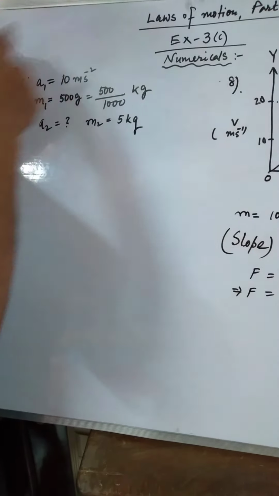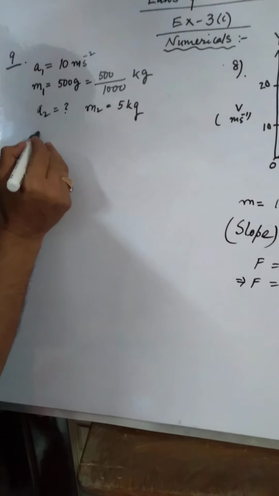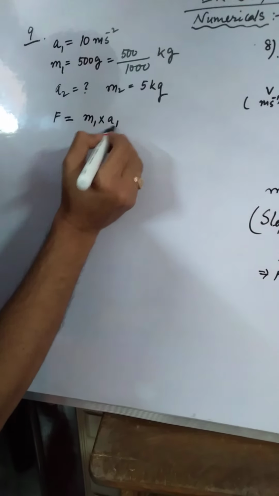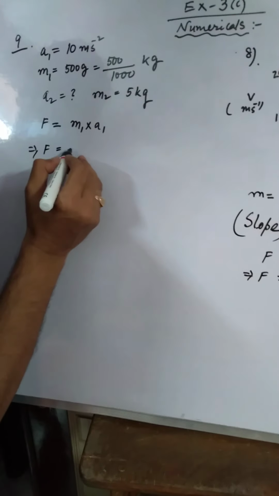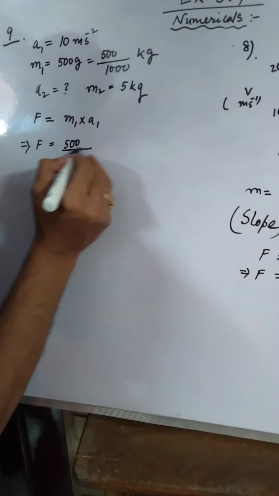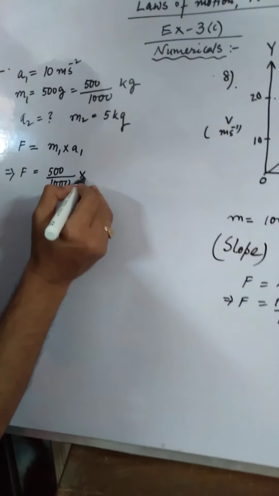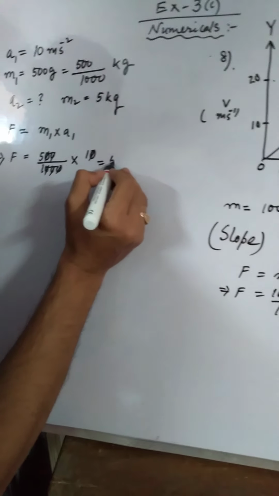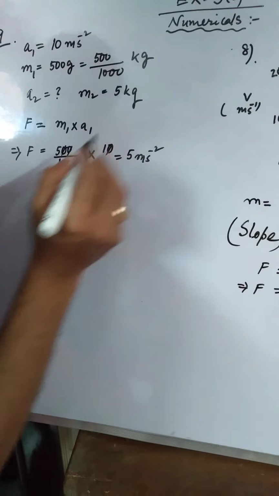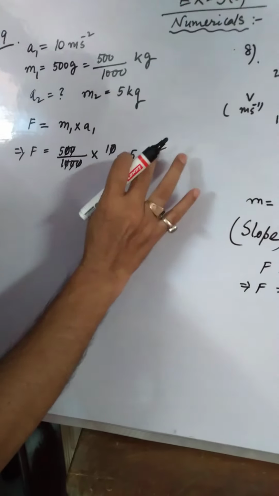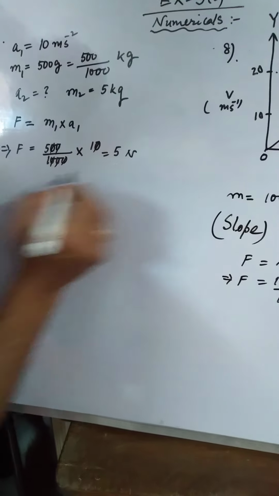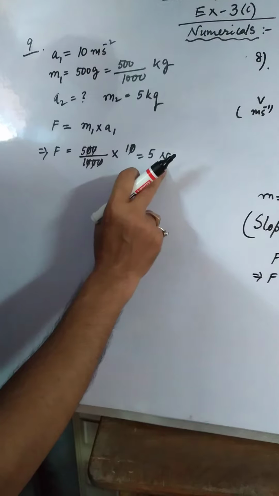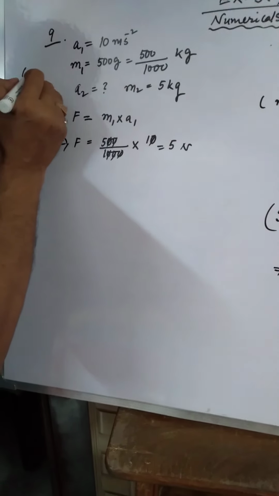Now let me explain the first part. You have to find out from Newton's second law of motion, F equal to m into a. So here m1 into a1. So F is equal to 500 by 1000 into 10. So it comes 5, that means 5 Newton. So the force applied on the first body is 5 Newton. Now this is case 1.